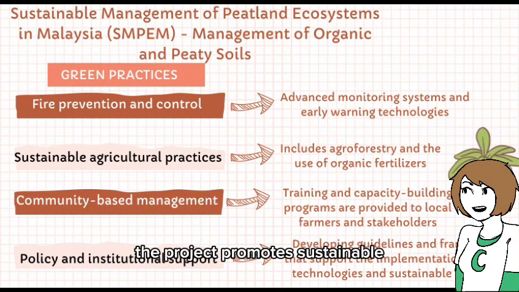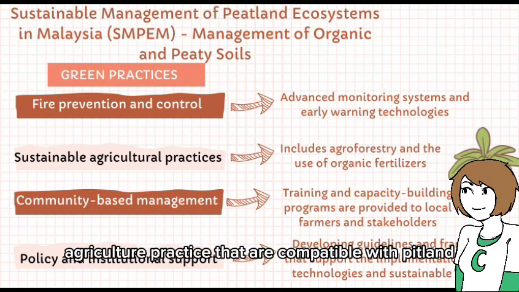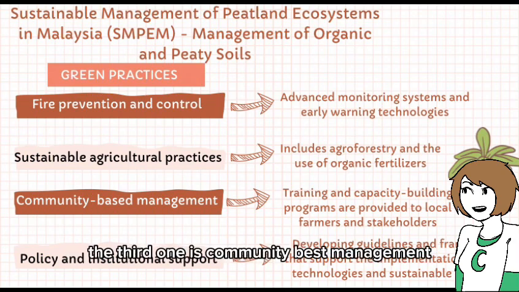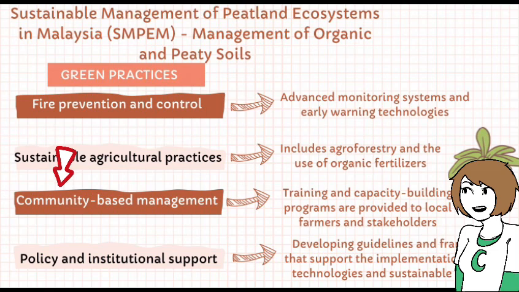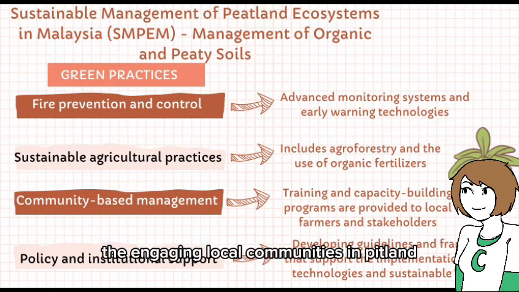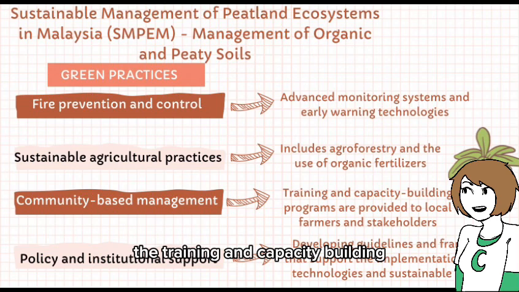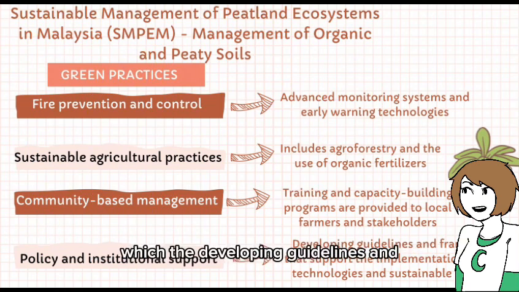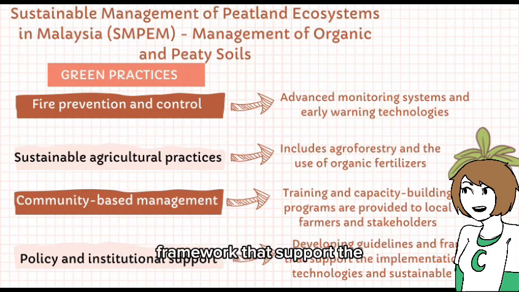The second, sustainable agriculture practice. The project promotes sustainable agriculture practices that are compatible with peatland conservation. The third one is community-based management. Engaging local communities in peatland management is a key component. Training and capacity building programs are provided to local farmers. The last one is policy and institutional support, where they are developing guidelines and frameworks that support the implementation of green technologies and sustainable practices.